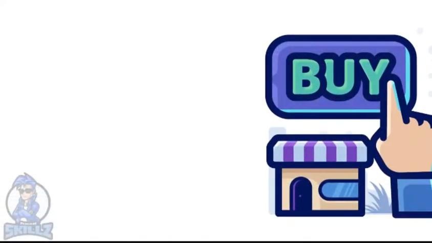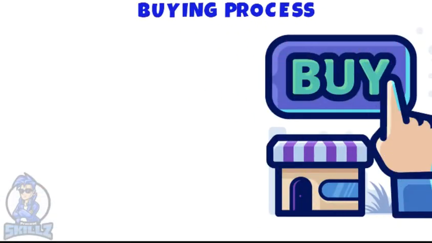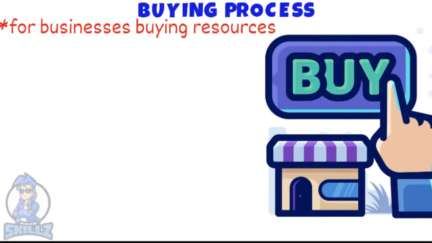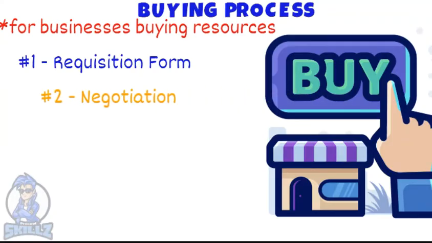Before we look at the sources of buying, we'll have to look at the buying process. So just to be clear, we are talking about a business buying resources. Buying usually begins with a requisition form. This would provide a clear description of the quantity and the type of resource required. Next, the buyer would have to discuss terms and conditions with the supplier. We call this stage the buying process negotiation.